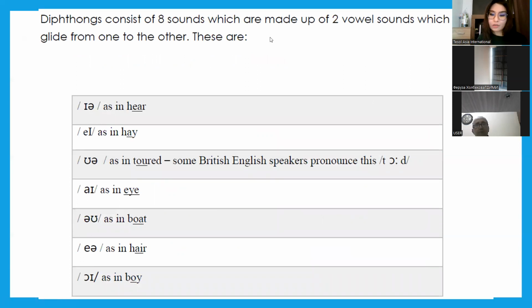And we have diphthongs. We have 8 diphthongs in English. They are made up of 2 vowel sounds which glide from one to another. Gliding means they slide slowly or very quickly that we don't notice, and they seem like one sound, but however we have 2 sounds gliding one from the other.